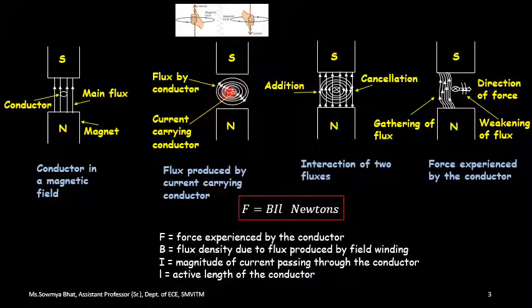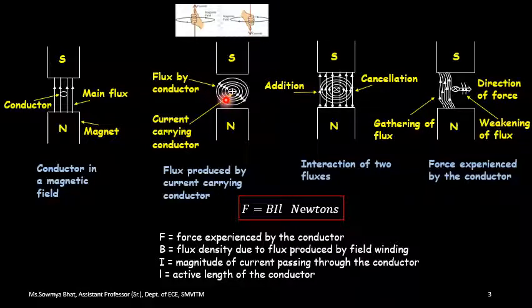So that is nothing but represented by using this particular cross mark. So now what happens? I have a magnetic field. So south as well as north pole, it is nothing but a magnet. We have a current carrying conductor.